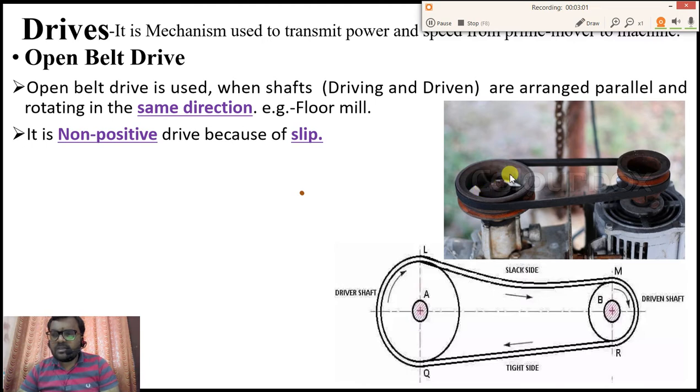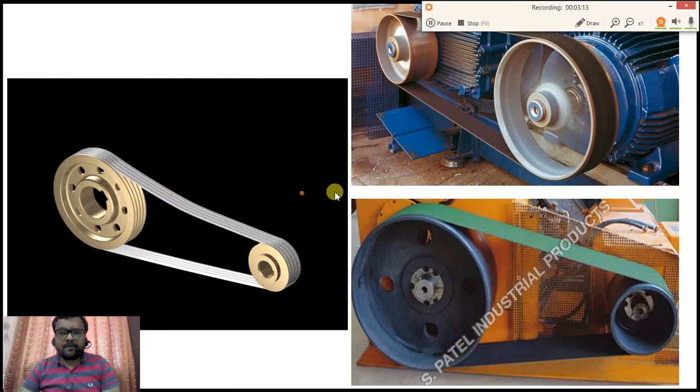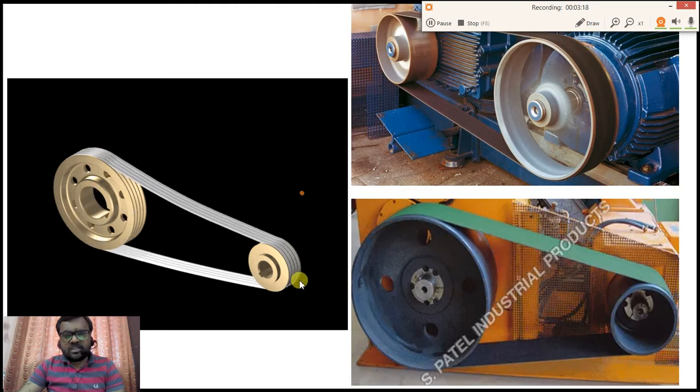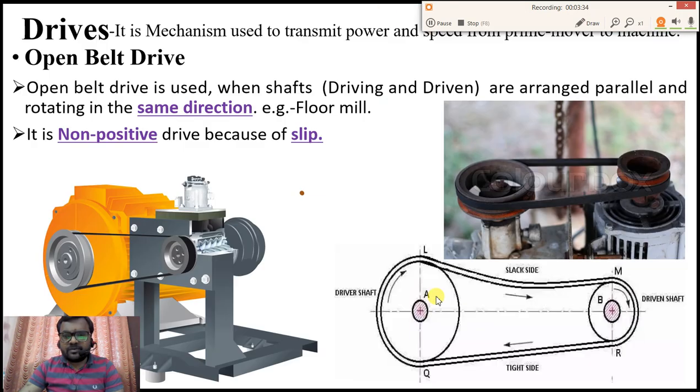So you can see two pulleys are rotating in same direction. Here also, when this pulley rotates in any direction, the direction of rotation of second pulley will be same. Now you can see here this pulley is rotating in anti-clockwise direction. Here also it will rotate in anti-clockwise direction. So direction of rotation is same in both pulleys. Here also both pulleys are rotating in same direction. Here also both pulleys will rotate in same direction. So it is called as open belt drive.